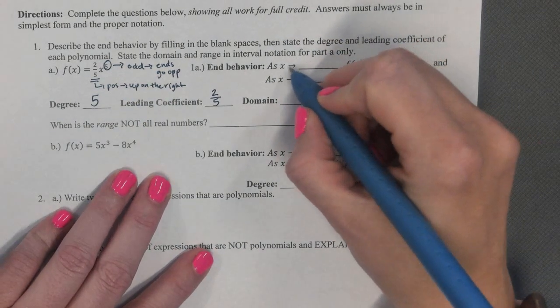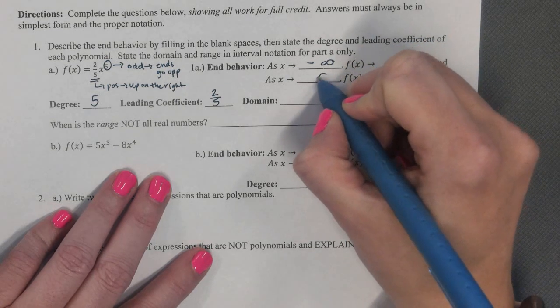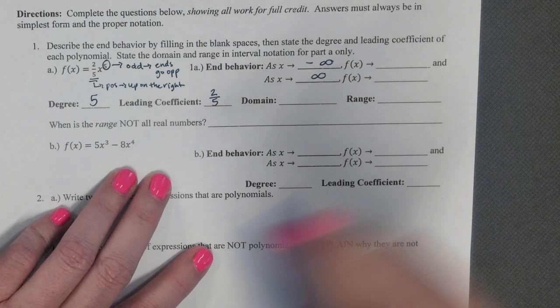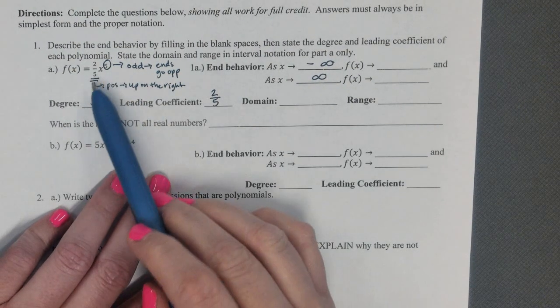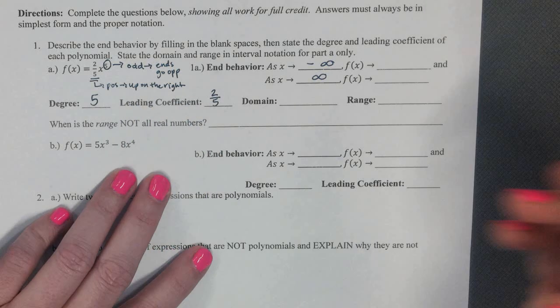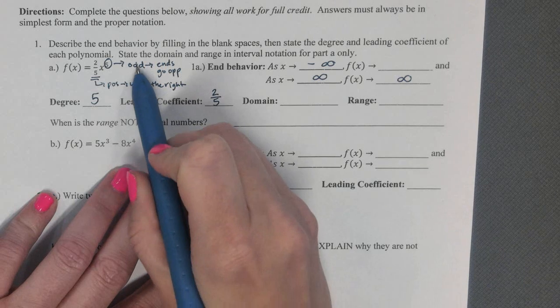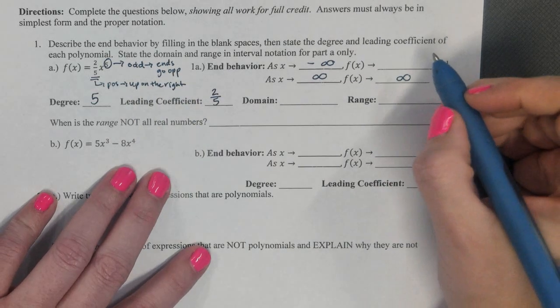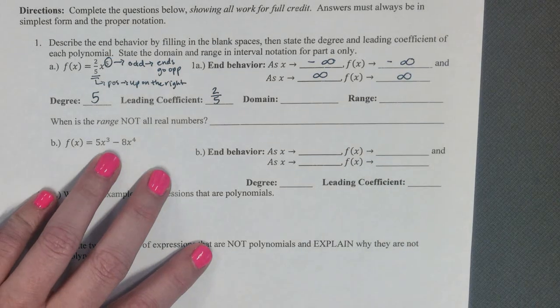When you're filling in the x's, the first one is always negative infinity, the second one is always infinity, because you're saying what happens on the left and what happens on the right. So the leading coefficient tells you what happens on the right. It's going up, so it's positive. The degree tells you if they're the same or opposite. If they're opposite, this is positive, that one has to be negative. How'd we do?